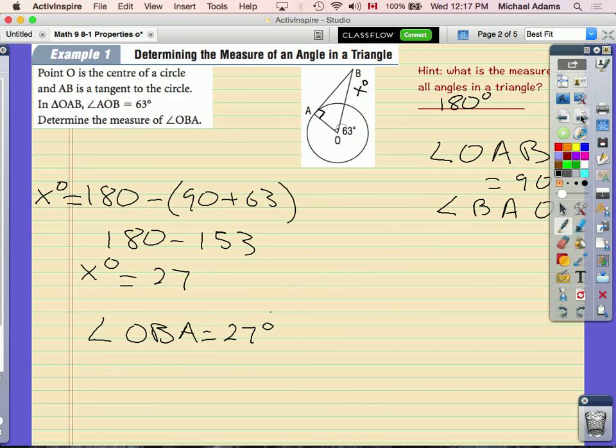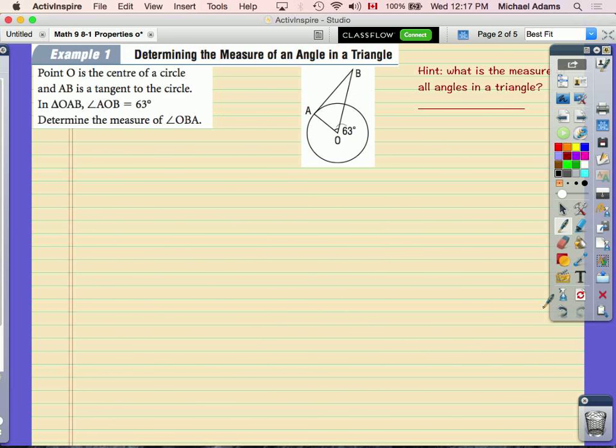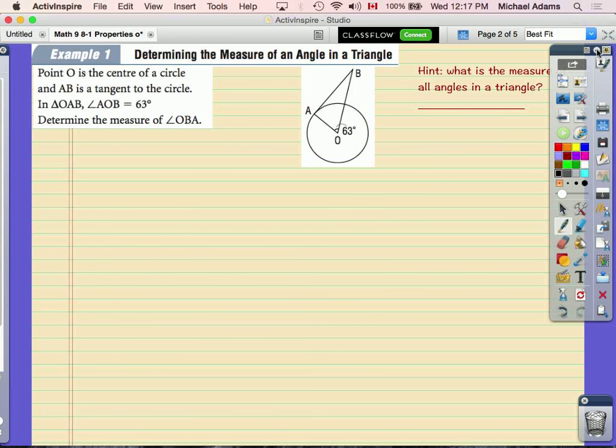So now let's take a look at how this could be useful to us. Here's an example. It says find the measure of an angle in a triangle. Now, this is kind of an easy question because one thing that we need to remember is the measure of all the angles in a triangle. If we remember that, we know that all the angles in a triangle add up to 180 degrees.